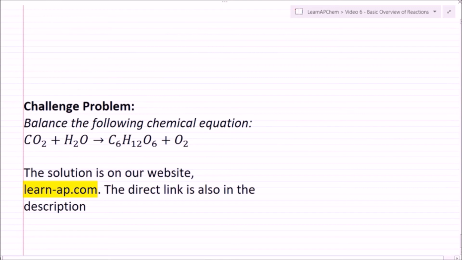Alright, so that brings me to today's challenge problem. Balance the following chemical equation: CO2 plus H2O yields C6H12O6 plus O2. The solution to this is on our website, LearnAPChem, and I'll also include a direct link in the description.